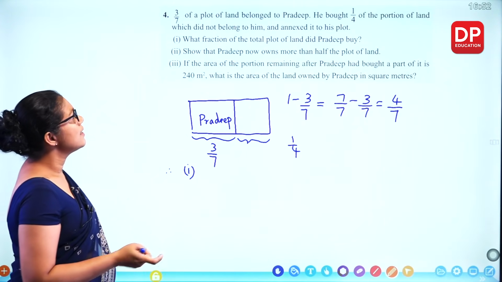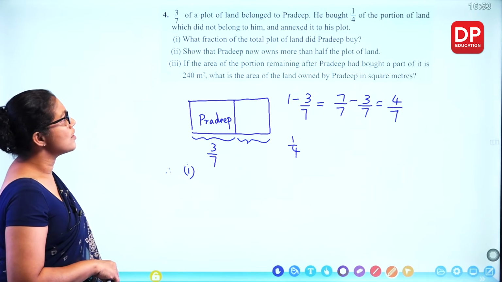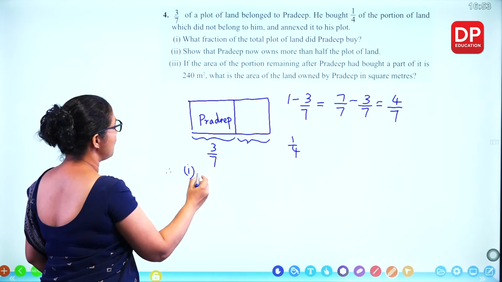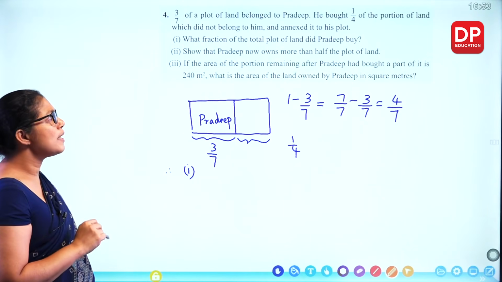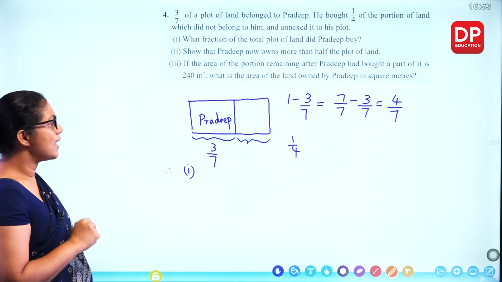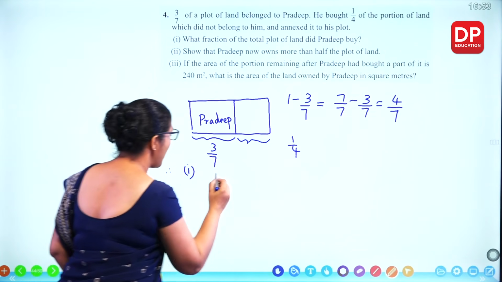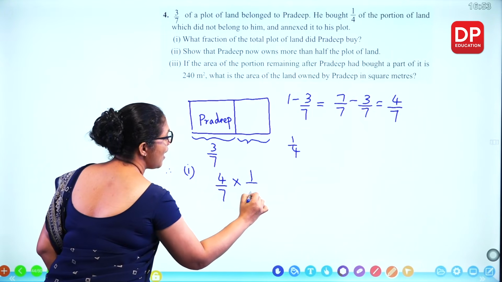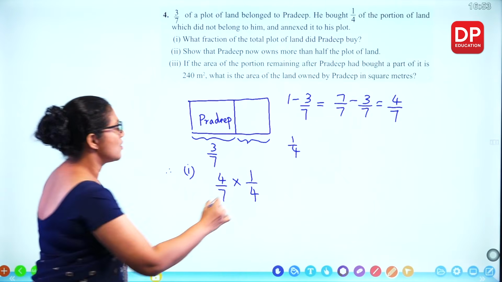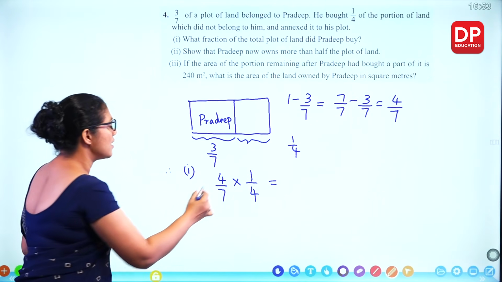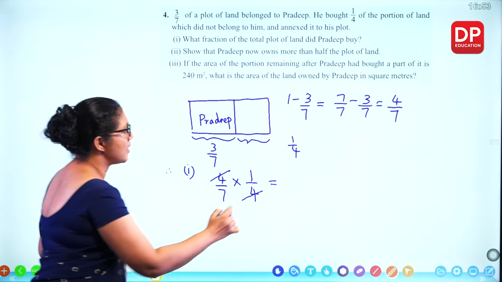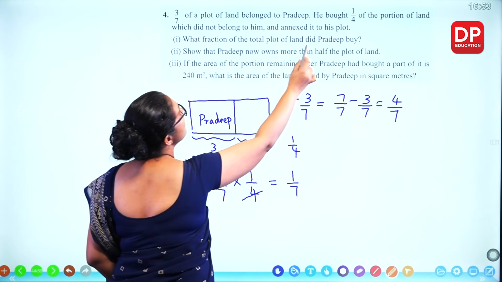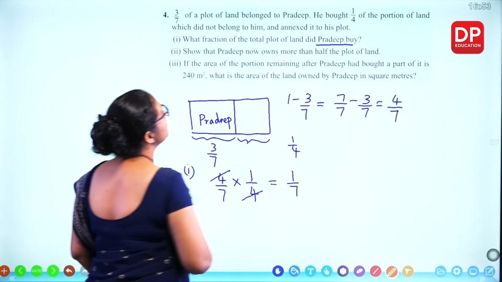Out of that, 1/4 of the portion he wants to buy. So they are asking the first part as what fraction of the total plot of land did Pradeep buy? So here this is the remaining part, 4/7. Out of that he wants to buy 1/4. So what's the fraction? You can simplify 4 and 4. You get 1/7 of the plot he bought.